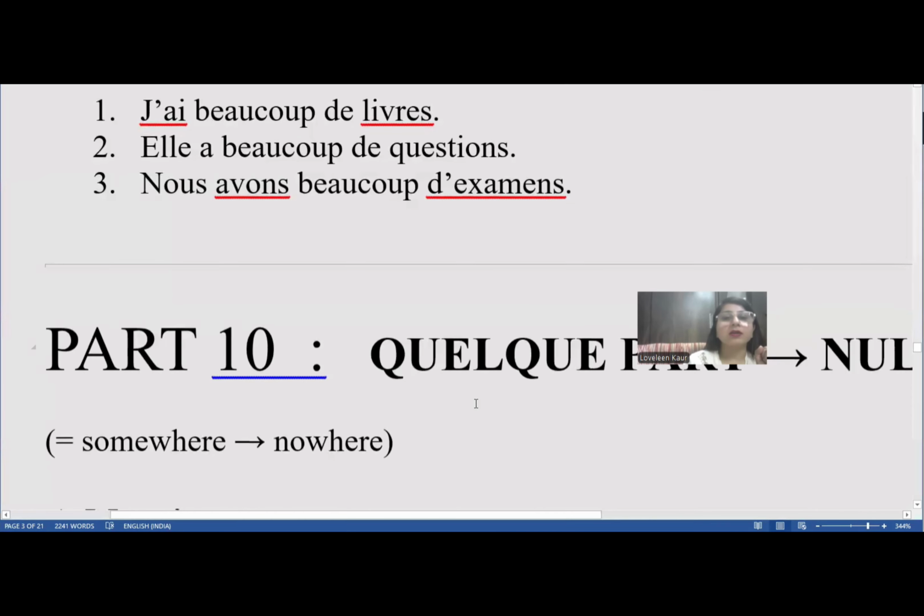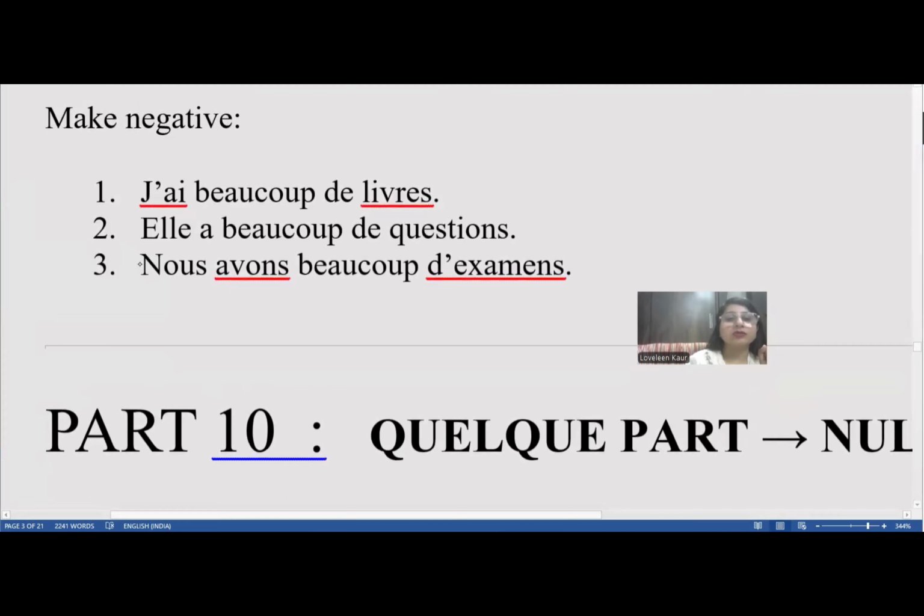I hope you're getting it. Okay, the last one is left. This also you can do. Yes, how will you do this? Nous avons beaucoup d'examens. We have many exams. So now you do it on your own.